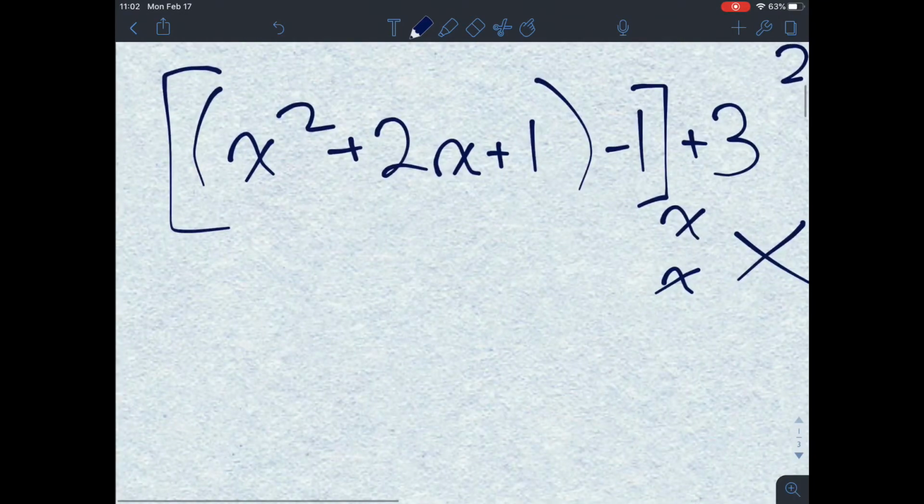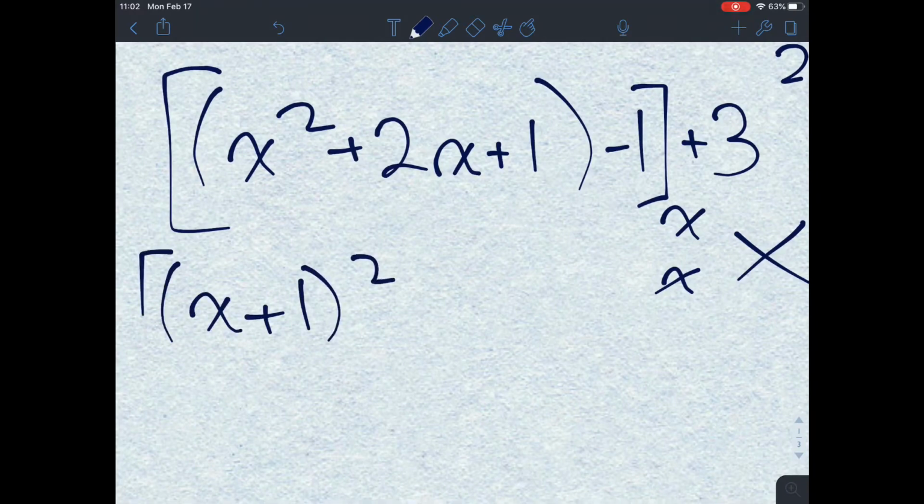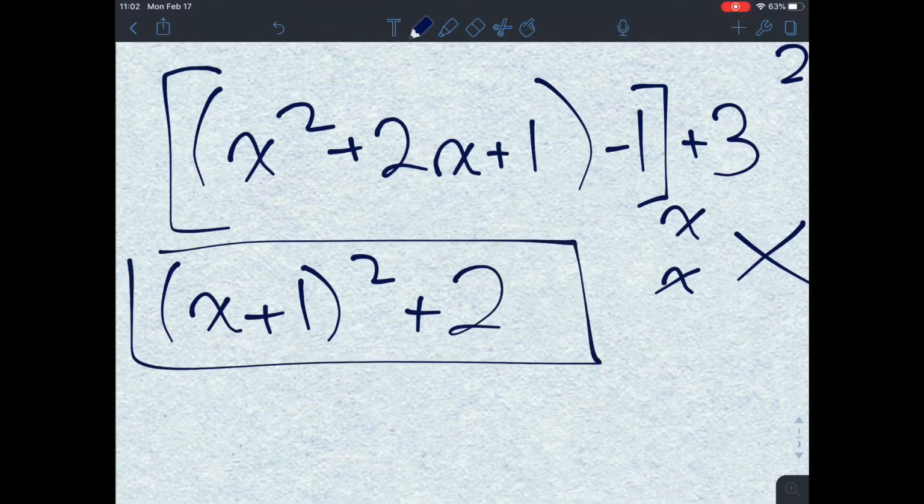In the next part, you could just do x plus 1 squared. And then we have the minus 1 plus 3. From here, we don't really need the brackets. Negative 1 plus 3 is just positive 2. So the answer would just be x plus 1 squared plus 2.